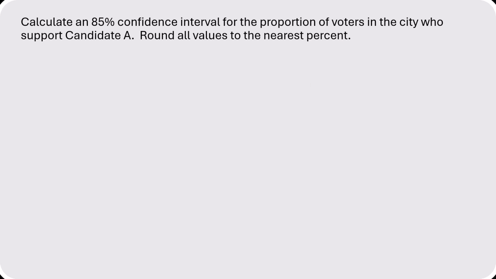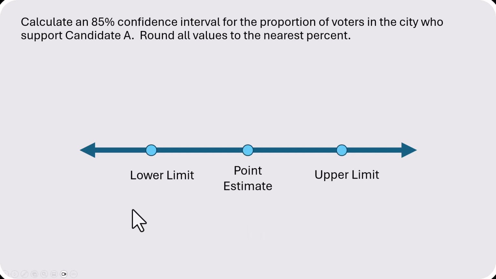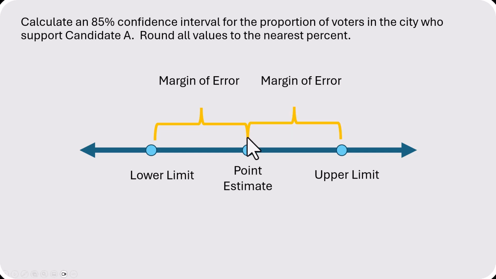So let's take our findings from RGuroo and construct this confidence interval. So remember, a confidence interval consists of a lower limit and an upper limit. Halfway between those is our point estimate. Remember, the distance from the lower limit to the point estimate is the margin of error, and the margin of error is also the same as the distance from the point estimate to the upper limit.